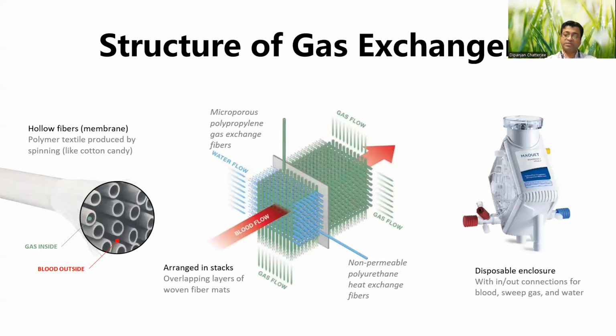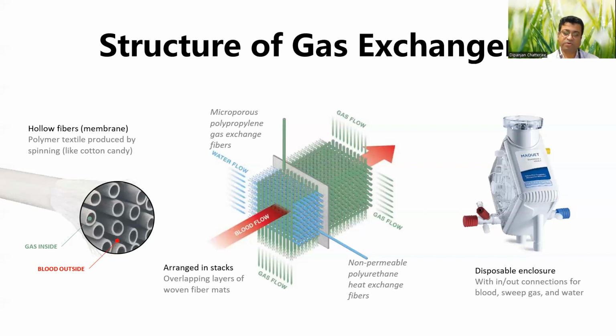Coming to the oxygen and carbon dioxide exchange in the membrane lung. The membrane lung contains hollow fibers, and blood passes outside the hollow fibers while gases are transported within the hollow fibers. So these hollow fibers act as a membrane for diffusion of oxygen and carbon dioxide between the blood and the gaseous substance.